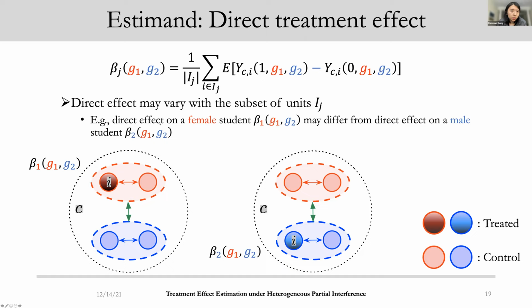For example, the direct effect on a female student, as shown on the left figure, may differ from the direct effect on a male student, as shown on the right. This type of heterogeneity is conceptually similar to the heterogeneous treatment effect and the conditional average treatment effect in the conventional setting without interference.